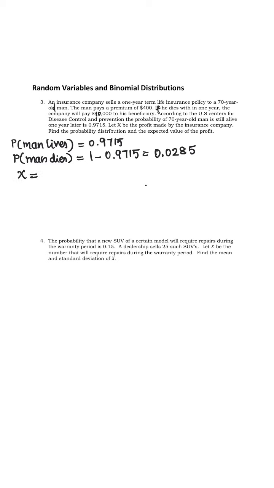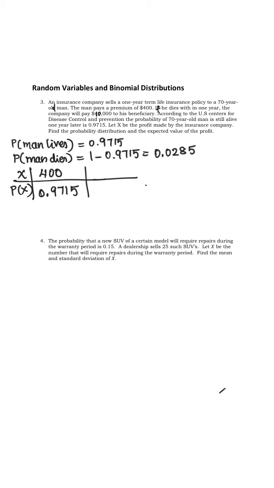So if the man lives, let me make the distribution table. So company will keep 400 and the corresponding probability that he lives is 0.9715.